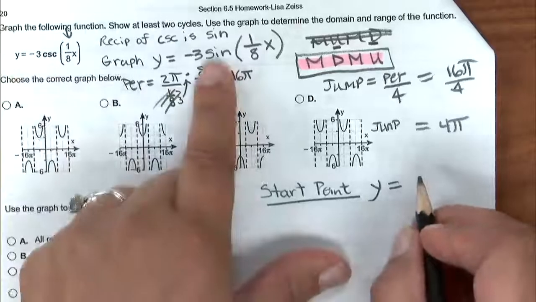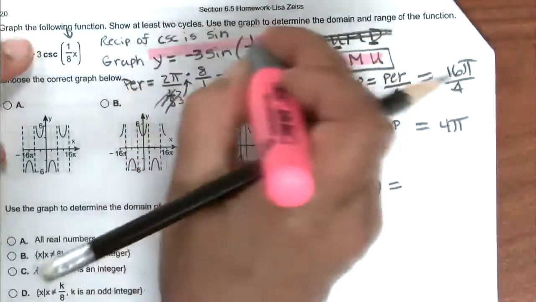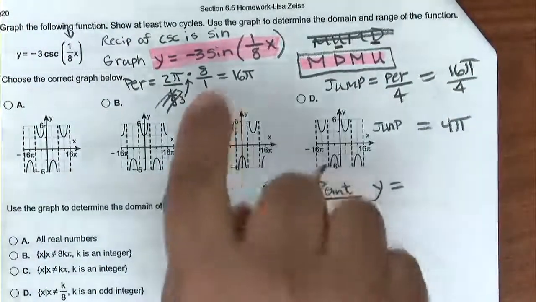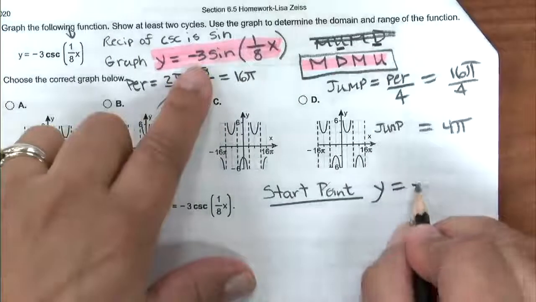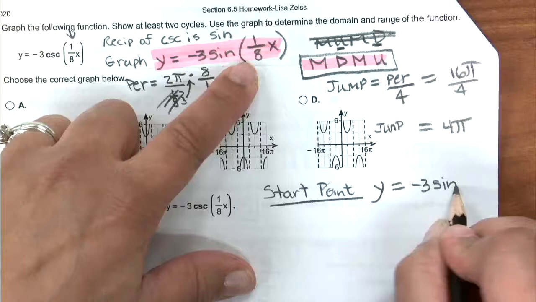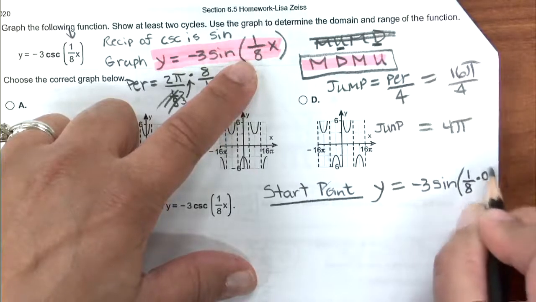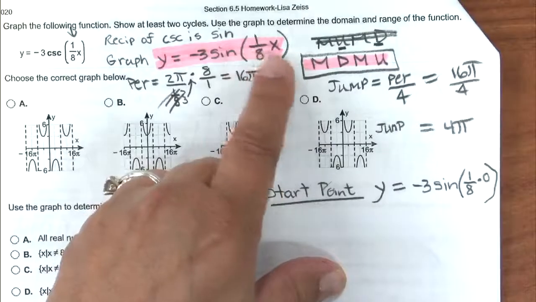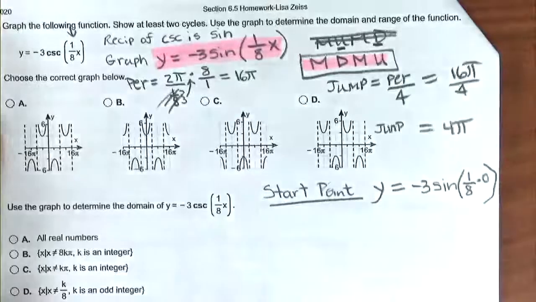And remember, we're using this function right here. You're doing everything for this function. Once you rewrite it, you use it until the end of the problem. Okay, so it's y is equal to -3 sine of 1/8 times 0. Putting a 0 right in there will zero that whole thing out, and you want that to happen. That's the easiest start point you could find.